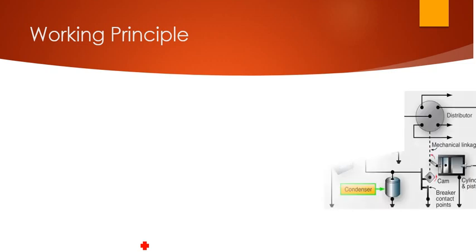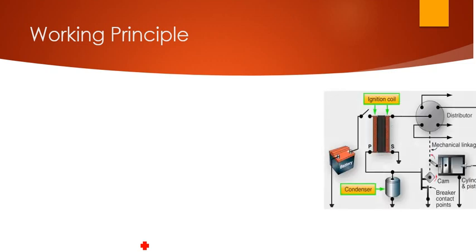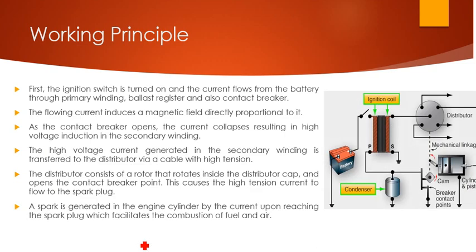Now I will explain the working principle of this battery ignition system. The same thing applies for the magneto ignition system also, but the only difference is that here we use a battery, which means a DC current is passed, but in magneto the current used is AC current. That's the main difference.